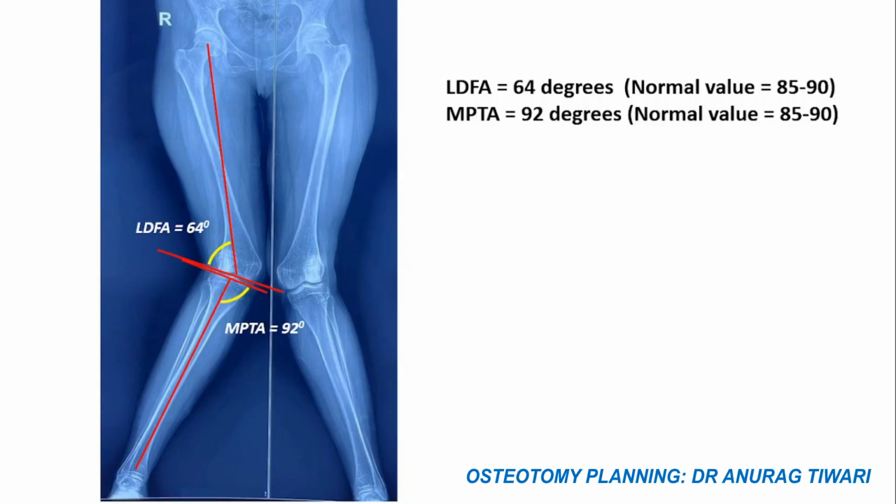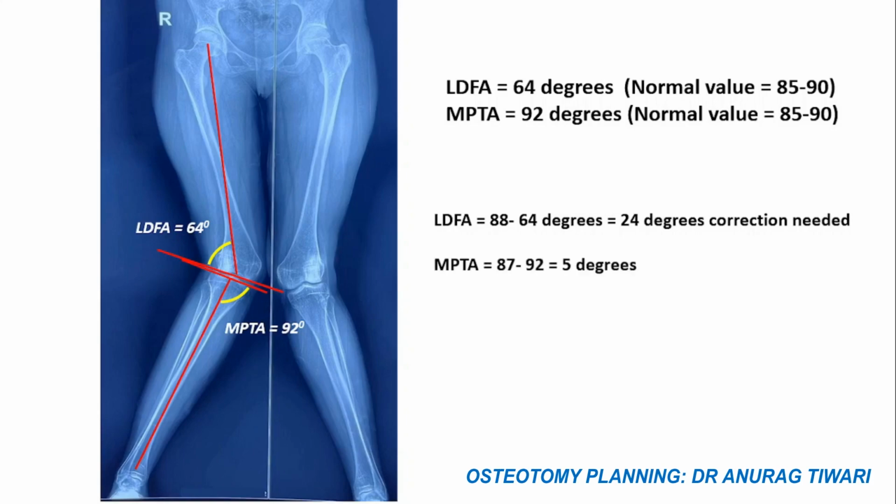So if we take LDFA, the normal value is approximately around 88 degrees. So if you want to correct LDFA to around 88 degrees, you need 24 degrees of correction in the distal femur. And in the same way, if you need to correct MPTA to its normal value, you need 5 degrees of correction in the tibia. So it is clear from this scanogram that the deformity lies in the femur as well as in the tibia radiologically. In the femur it is 24 degrees and in the tibia it is 5 degrees.